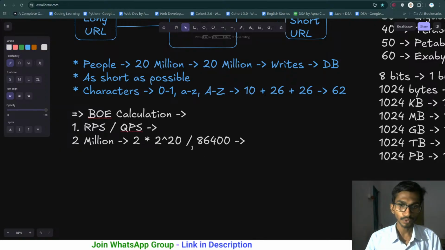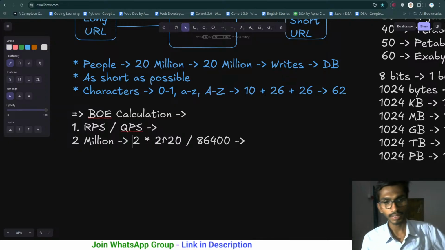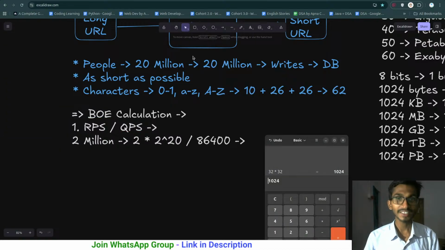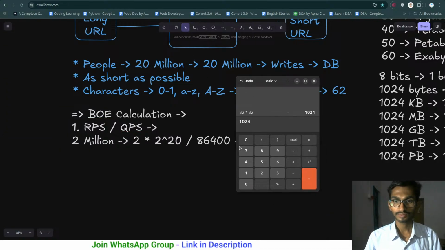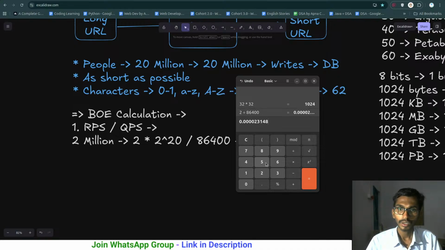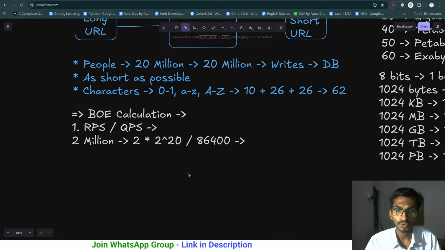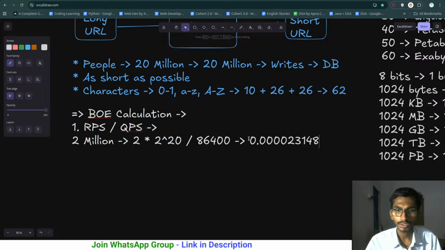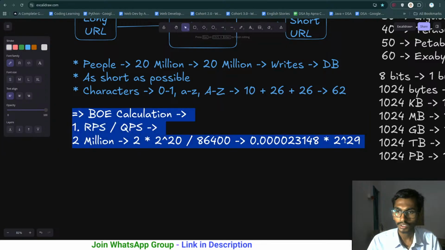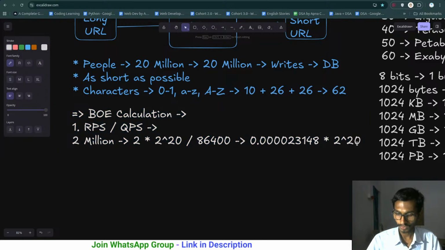Now we have to get this calculation done. So what do we have to do? Pretty simple: 2 to the power 20 divided by 86,400. That's it. Clear it. 2 to the power 20 divided by 86,400. We have this much. Control C. So what is the calculation here? This multiplied by 2 to the power 20 still. Okay, let's calculate it even further. Not this, it should be 20 actually.